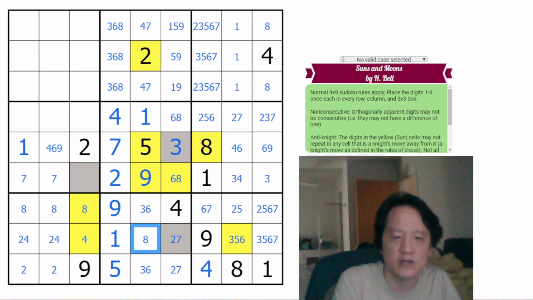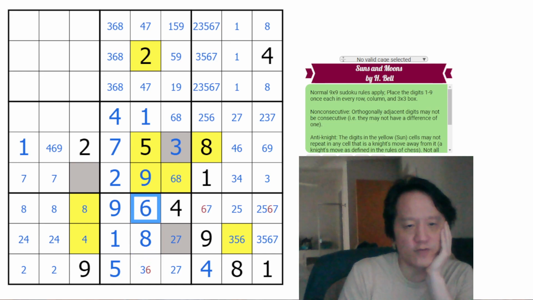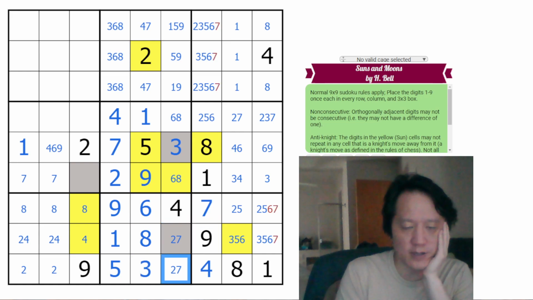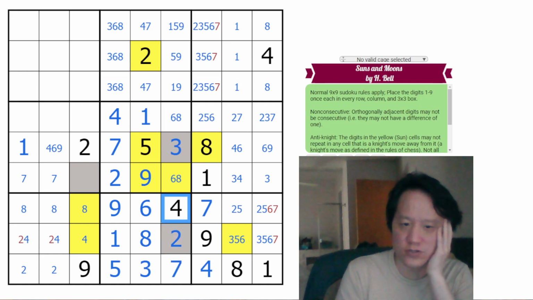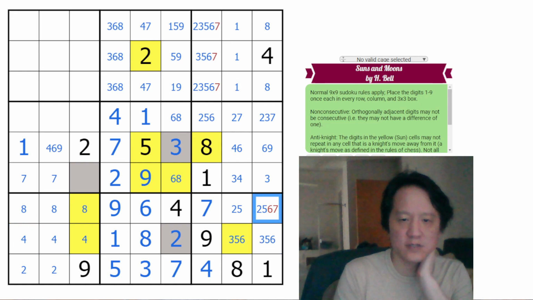So this cannot be 8. So this is 8. This can't be 3 because it's next to a 4. So that's 6, 3. This is 7. This can't be 2. So this is 7. This is 2. Oh, it couldn't have been 7 anyways. So the 2 cannot be here. This can't be 7. No, 6, 7.